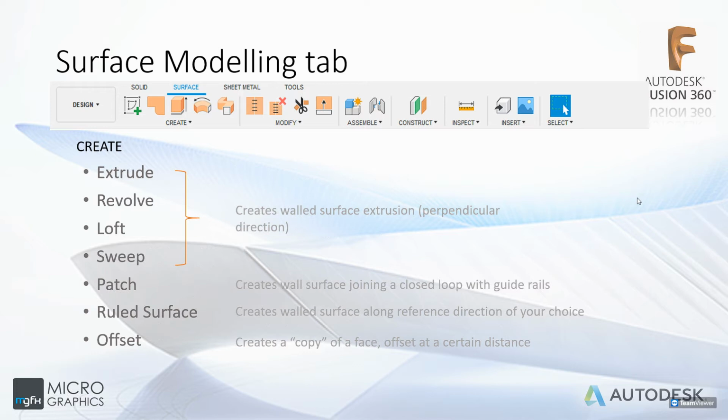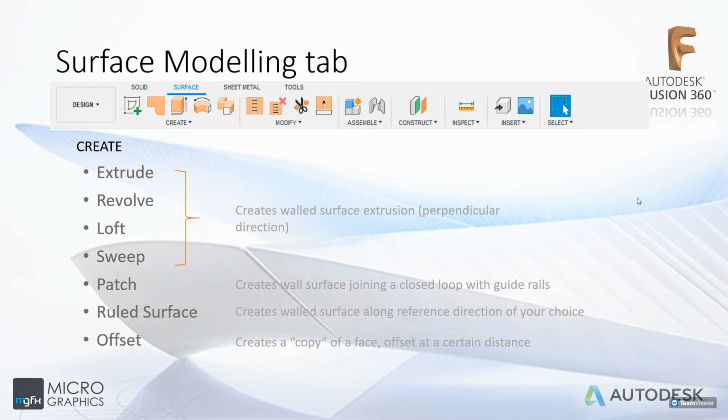Rule surfaces. That feature basically creates a thin wall surface along a reference direction of your choice. So you know how I said that the first four will create an extrusion in a perpendicular direction, while a ruled surface can go in the same direction in which you draw your sketch on.